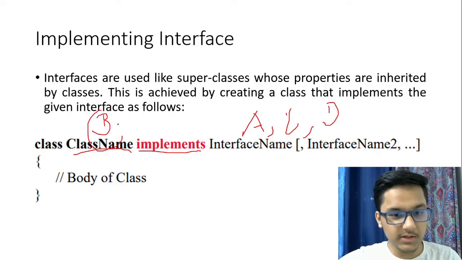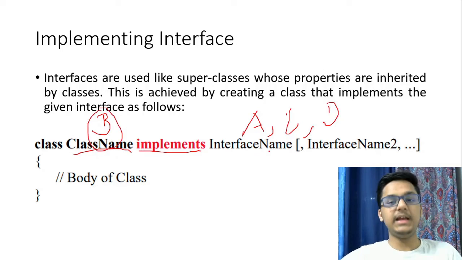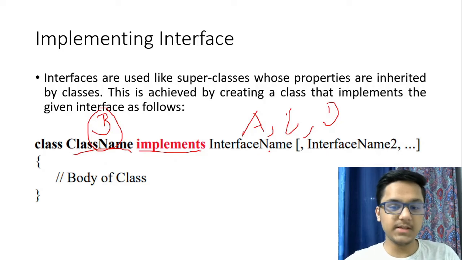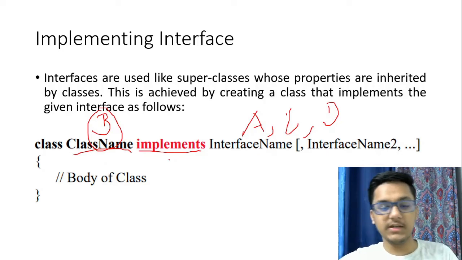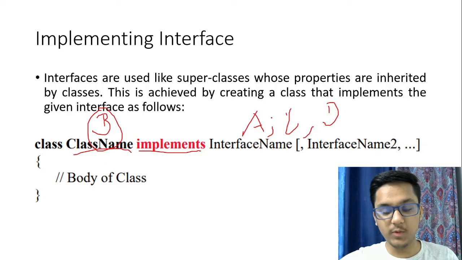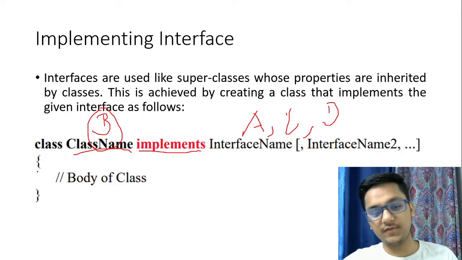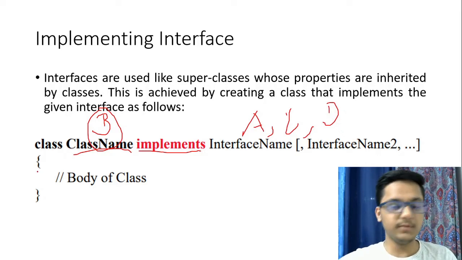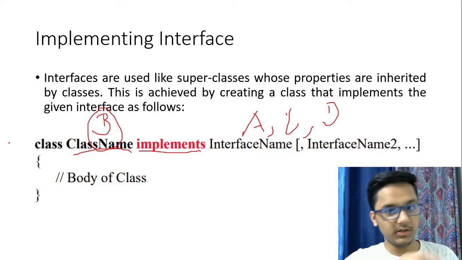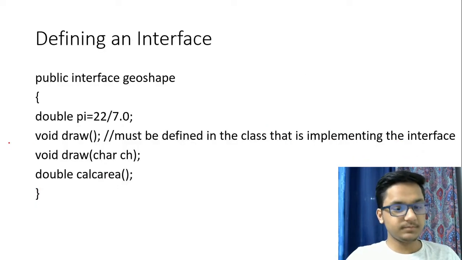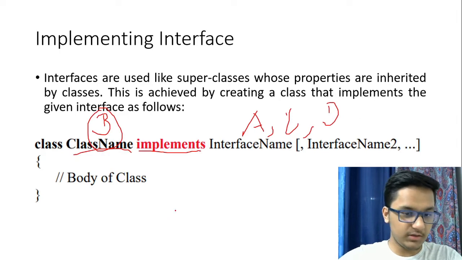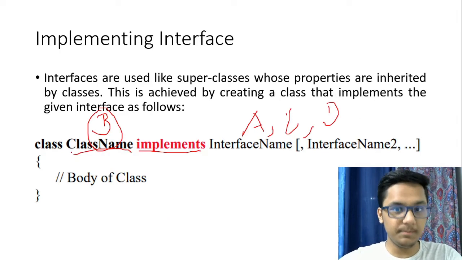So this B will be the child class. It implements, like extends, so it's pretty similar. If this was extends, then you could have only one class name. But in this case, you can have multiple names separated by a comma. And inside this, you can have the body of the class. So this is how you write the statement to implement an interface. This is for the child class of an interface.